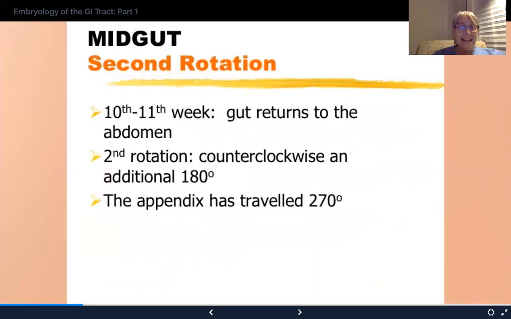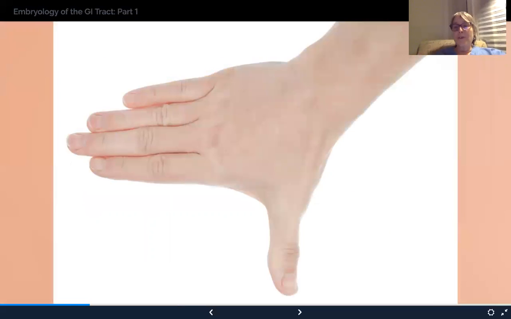But what happens next? So you have this primary loop, goes out into the umbilical cord and rotates 90 degrees. And then in the 10th and 11th week, it returns to the abdomen with a second rotation that's counterclockwise, an additional 180. Now here's where I'm going to try to make it easy for you. I kind of call this Tai Chi. If you've seen Tai Chi, it's a lot of very smooth motions. So here's what I want you to do.